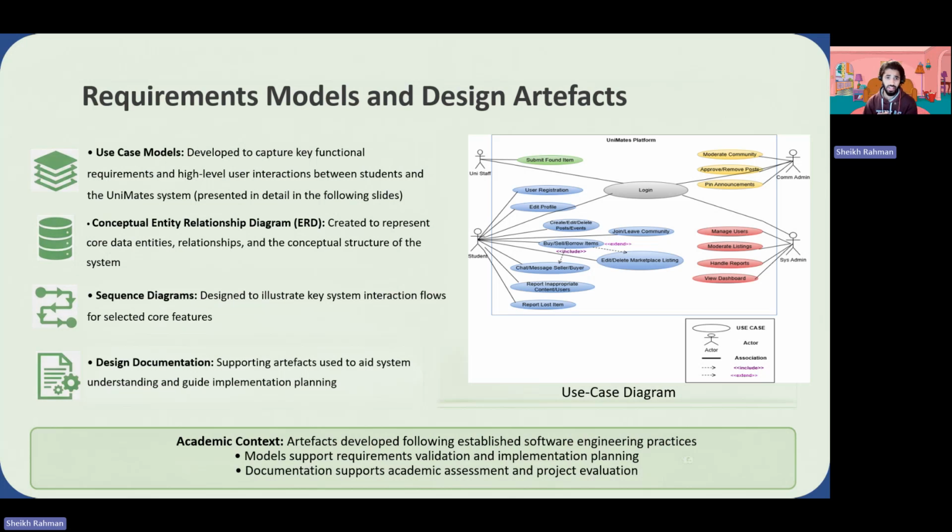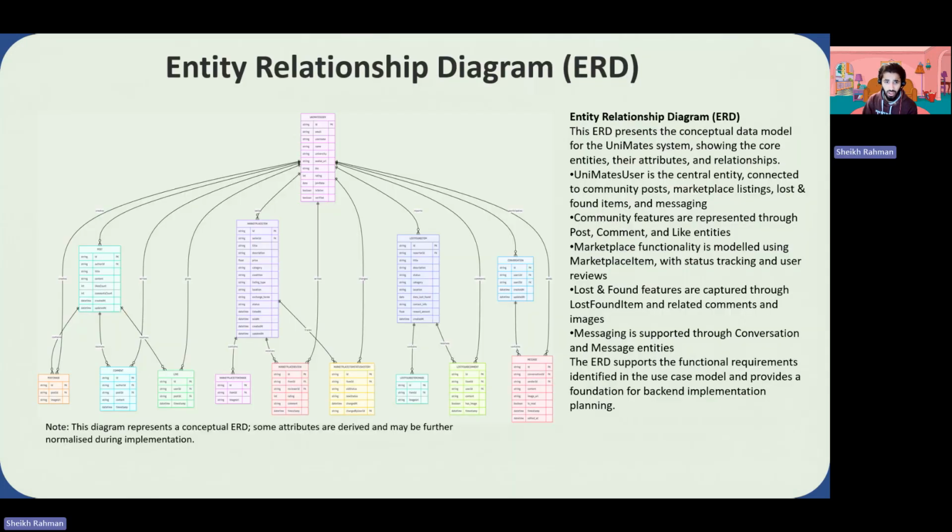Requirement models and design architecture. Several software engineering artifacts were developed to support system understanding and planning. Use case models were created to capture user interaction with the system. A conceptual ERD was created to represent the system data structure. Sequence diagrams were developed to illustrate interaction flows between the user and system components. These models support system validation and implementation planning. Then there is my use case diagram as well. Now let's move into the next slide.